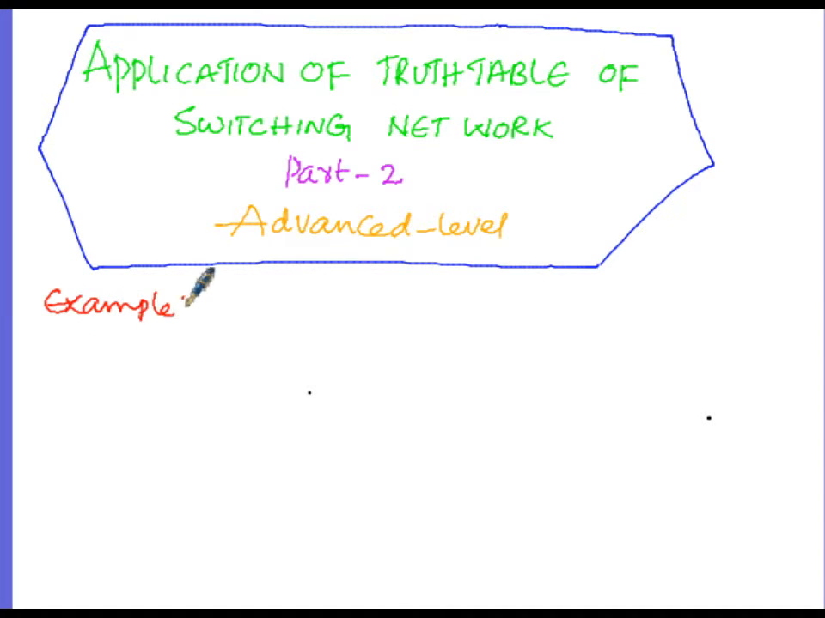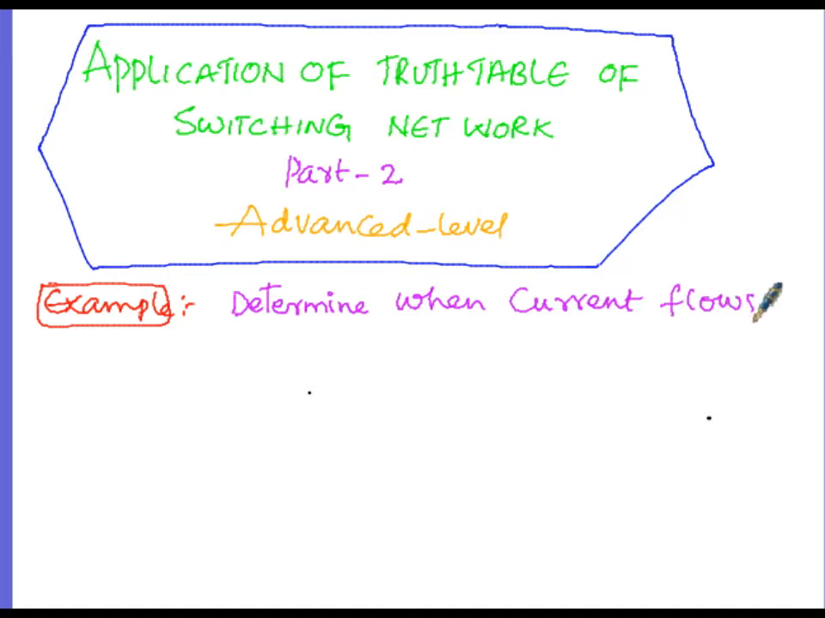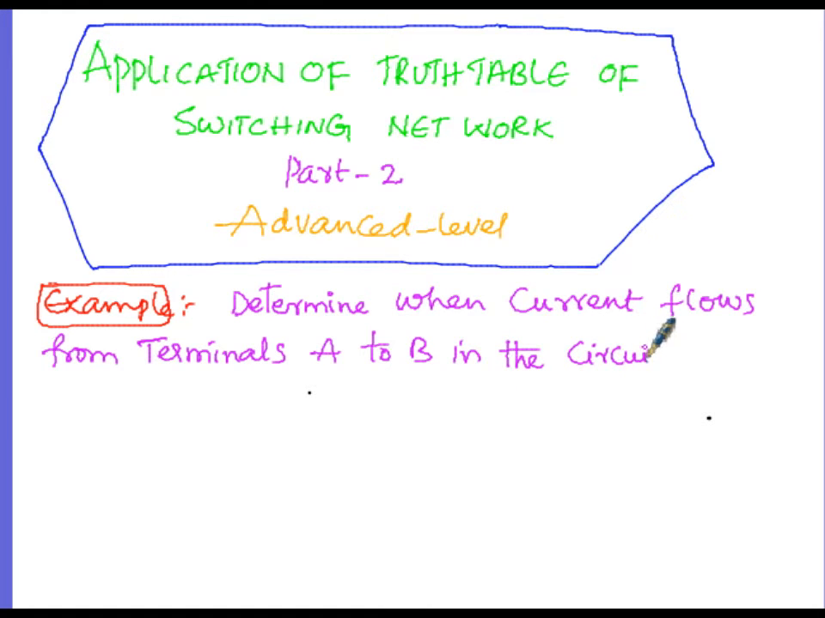So in this example we will determine, or in other words we will find when the current flows from the terminals, that is A to B in the circuit network that is given.